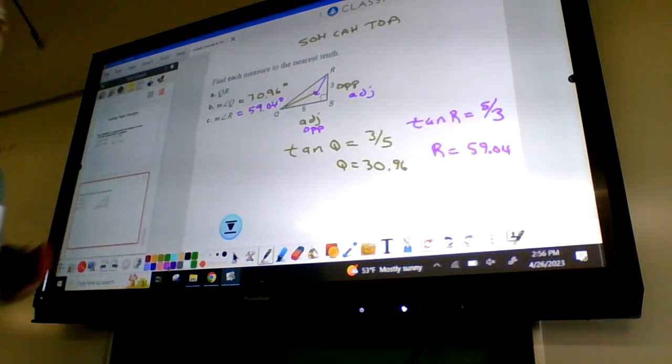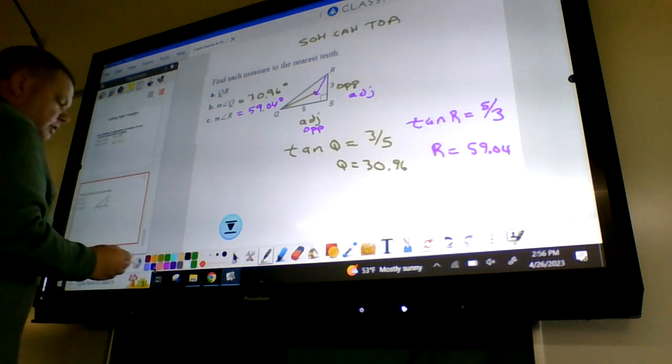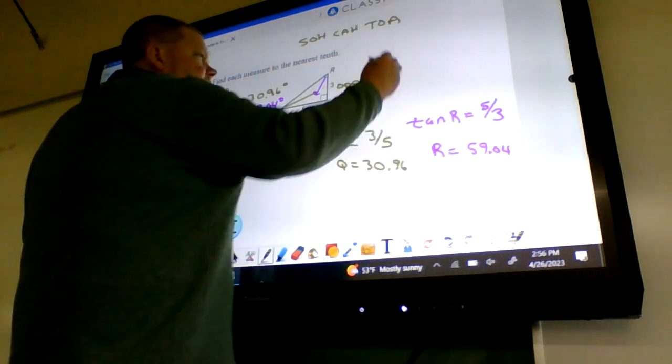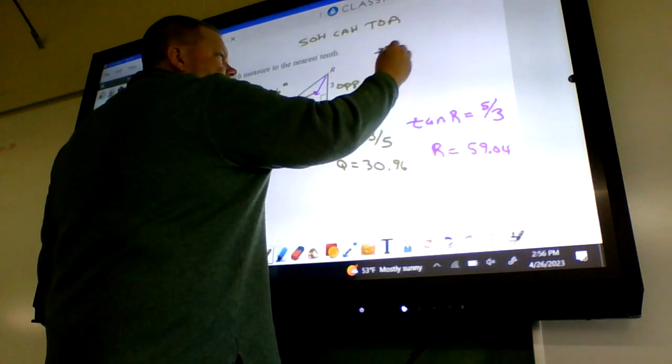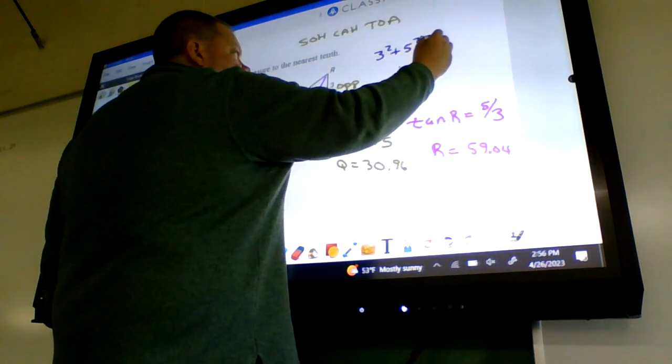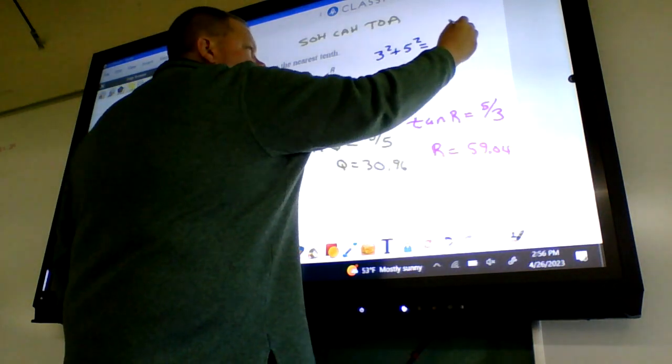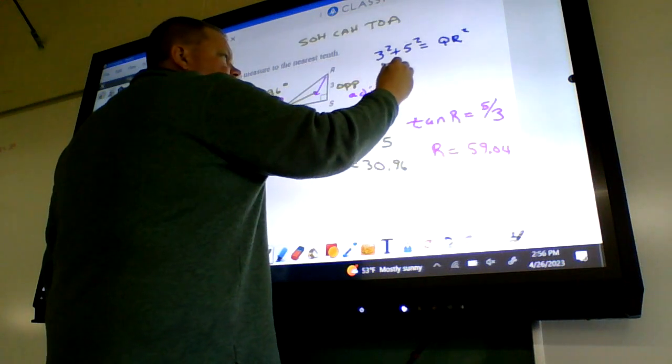And then we still need to find the measure of QR. Well, remember now, we do have a right triangle. So all we have to do now is use our Pythagorean theorem, and we know the two legs. So 3 squared plus 5 squared is going to equal QR squared. And it's 9 plus 25.